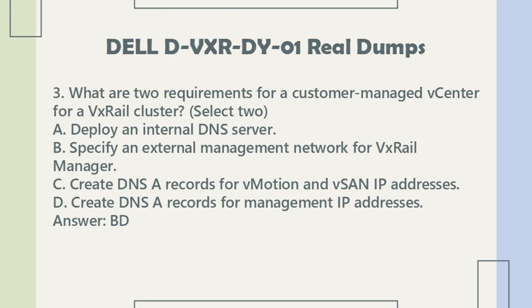3. What are two requirements for a customer-managed vCenter for a VxRail cluster? Select 2. A. Deploy an internal DNS server. B. Specify an external management network for VxRail Manager. C. Create DNS A records for vMotion and vSAN IP addresses. D. Create DNS A records for management IP addresses. Answer: B, D.